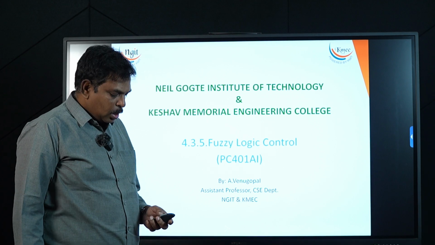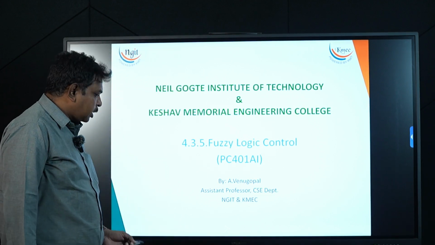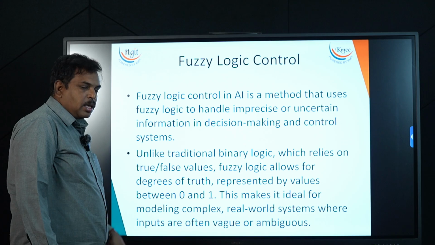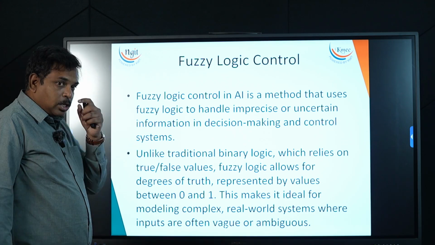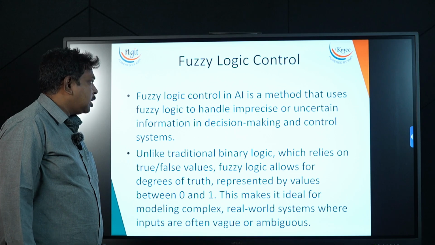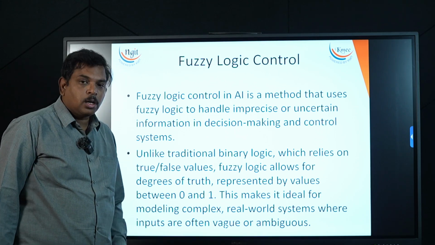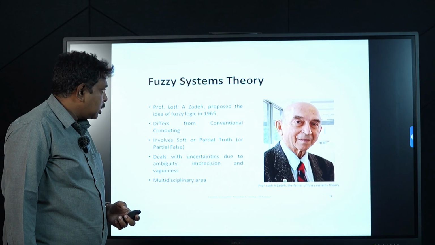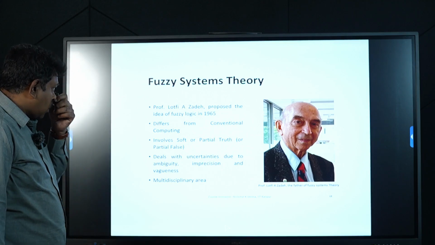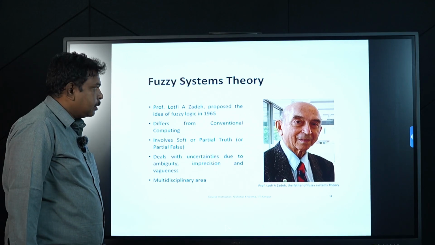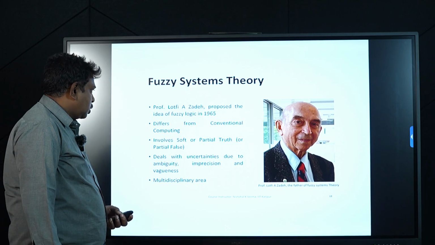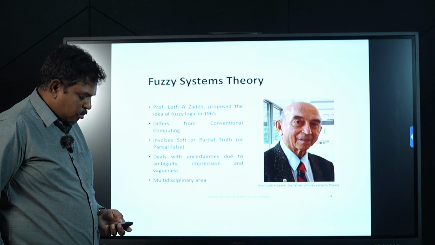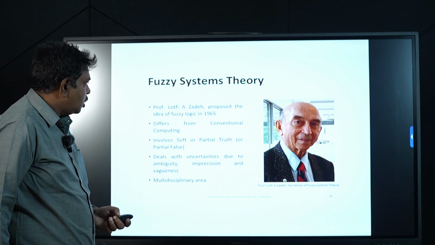Hello everyone. In this session we discuss fuzzy logic control. Fuzzy logic control in AI is a method that uses fuzzy logic to handle imprecise and uncertain information in decision making of control systems. This fuzzy logic system was proposed by Professor Lotfi Zadeh in 1965. It is the most used logic in many real-world applications.